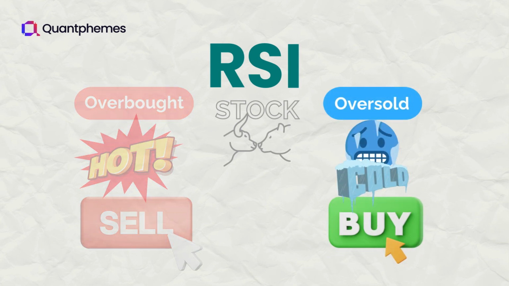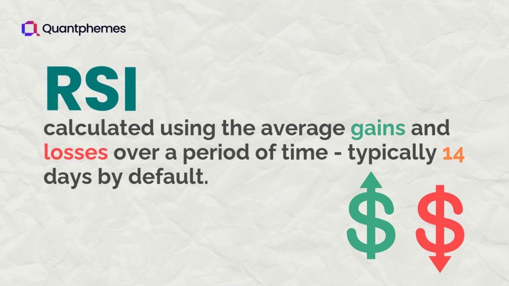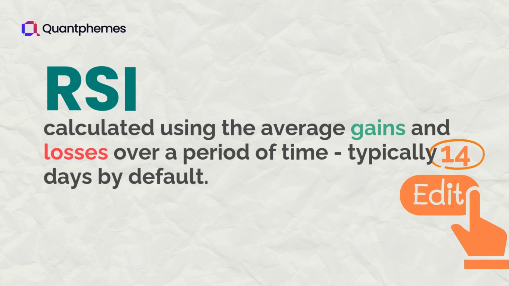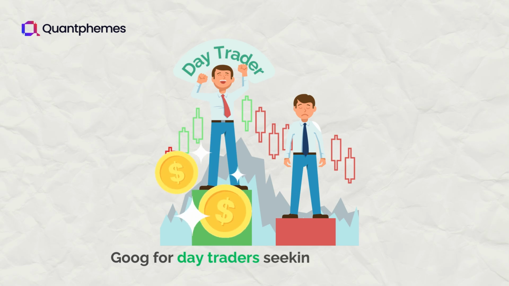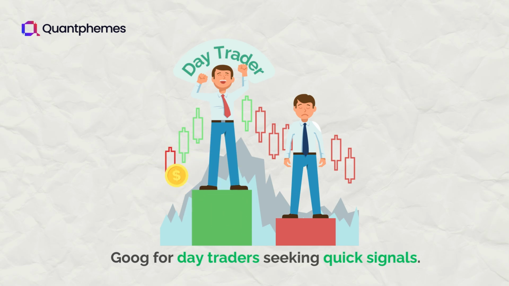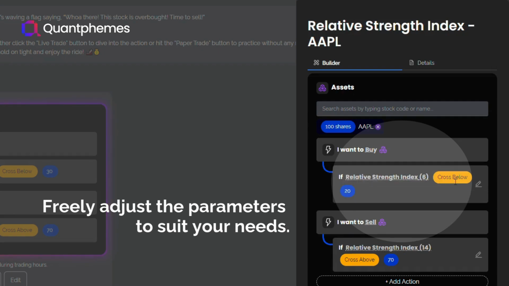Let's dig in. RSI is calculated using the average gains and losses over a period of time, typically 14 days by default. You can tweak it to fit your trading style. The shorter the period, the more responsive the RSI will be to recent price changes, which is great for day traders looking for quick signals. With quant themes, you can freely adjust the calculation time period and the parameters that will be mentioned later in the video to suit your needs.